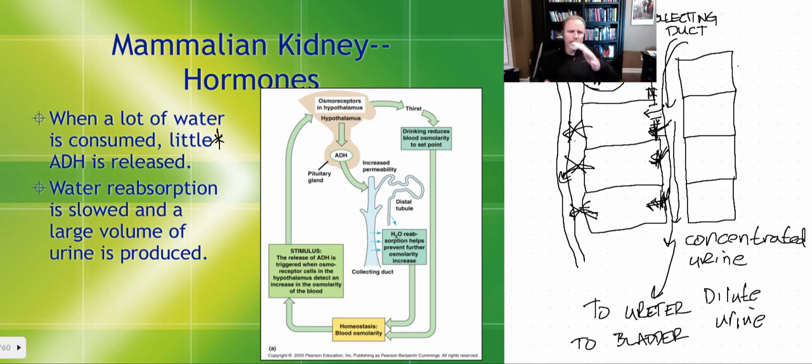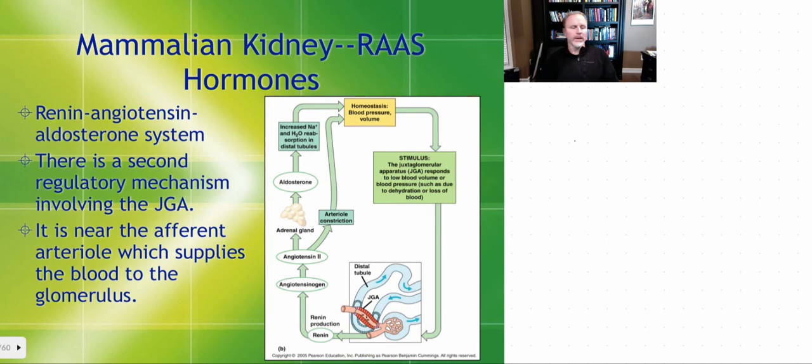Okay, so that's the way your body's going to kind of go about regulating the amount of water that gets either reabsorbed into the system or excreted in the urine. Okay, the other thing that we have is known as the RAS system, the RAAS. So this would be the renin, angiotensin, aldosterone system. And this is a second type of regulatory mechanism.